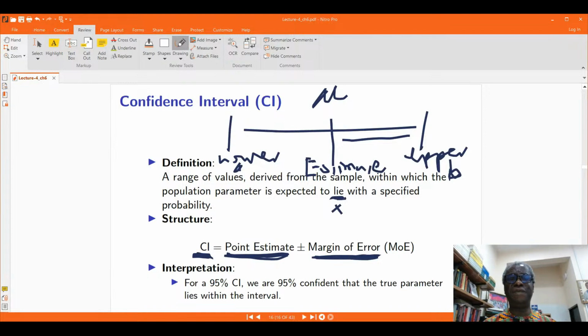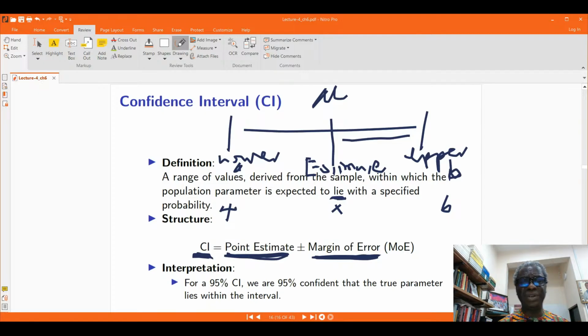So if, for instance, the lower limit is 4 and the upper limit is 6, anybody here should be able to tell me what the point estimate is. It means I've added 1 to this, and I've also removed 1 from this.